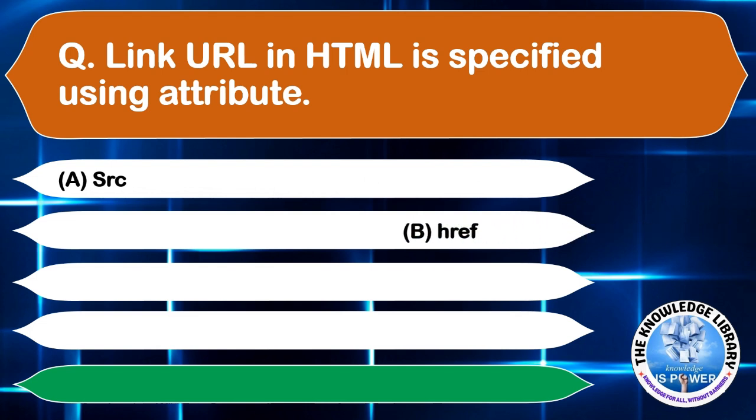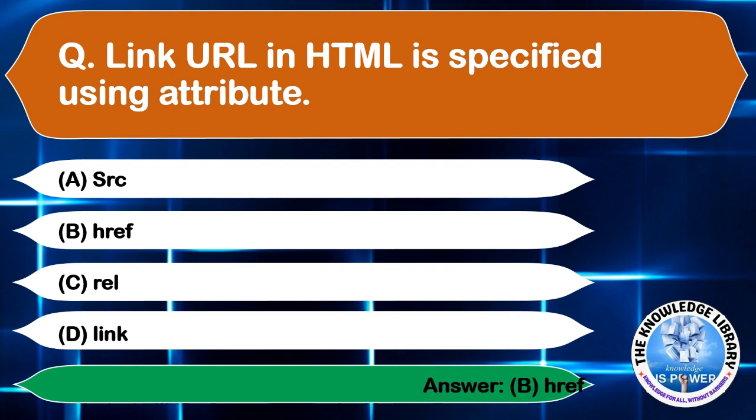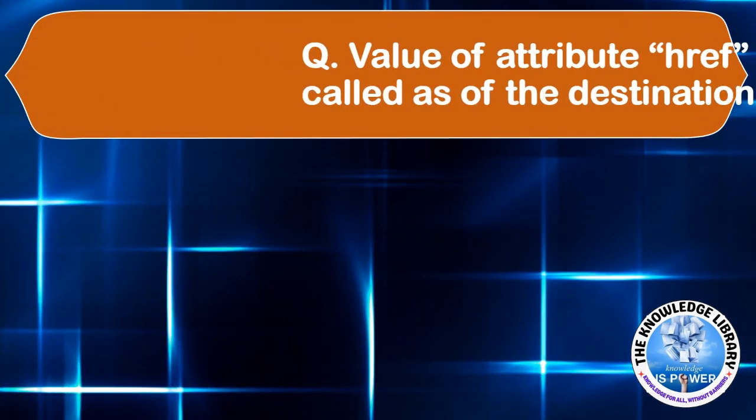The next question is, link URL in HTML is specified using attribute. Option A, src. Option B, href. Option C, rel. Option D, link. The correct answer is option B, href.